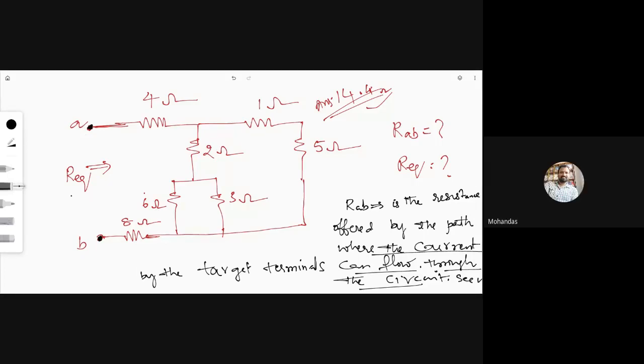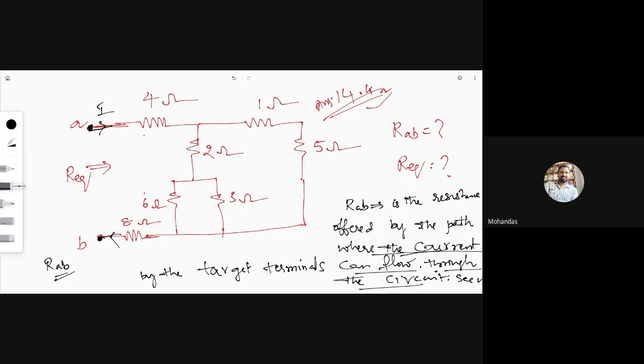We are going to calculate, these are called target terminals, means we are going to calculate R equivalent between A and B. So RAB, I am going to calculate RAB. So what is the equivalent resistance offered by the path where the current can flow? Current can flow through all the elements. Suppose if you imagine there is a current at these terminals, this is coming and this is going.